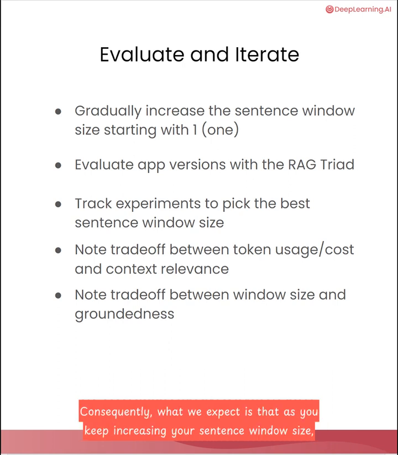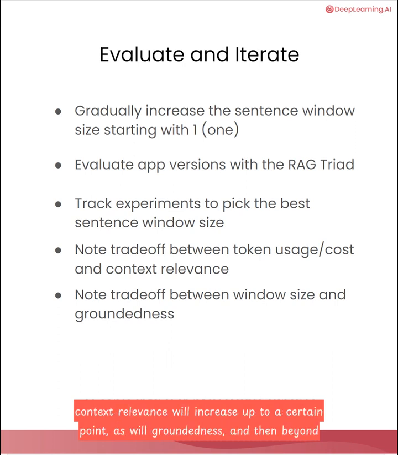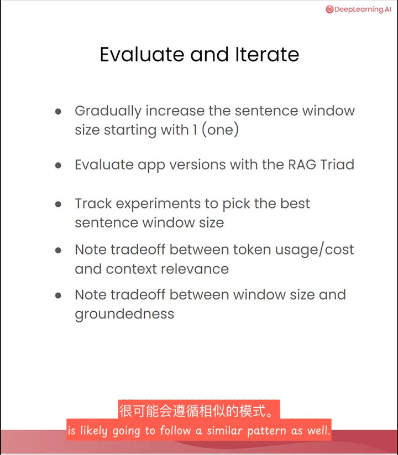Consequently, what we expect is that as you keep increasing your sentence window size, context relevance will increase up to a certain point, as will groundedness, and then beyond that point, we will see context relevance either flatten out or decrease, and groundedness is likely going to follow a similar pattern as well.